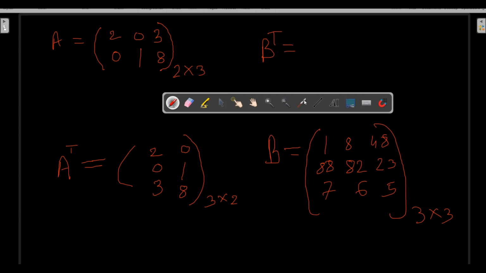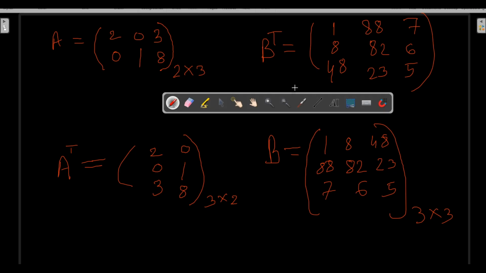So how to find the transpose? Let's look at the first row: 1, 8, 48. Write it as the first column. Then the second row, 88, 82, 23, becomes the second column. The third row is 7, 6, 5, so the third row becomes the third column. So this is B transpose.